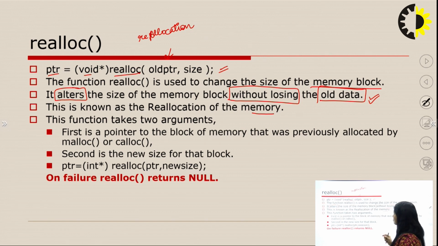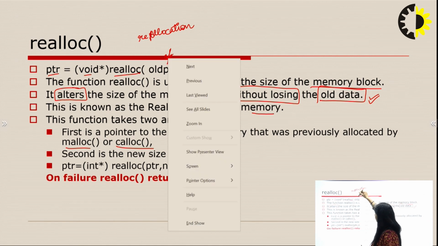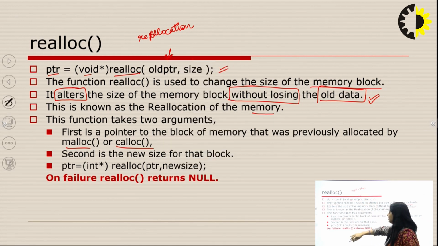This function takes two arguments, like we can see over here. One is old pointer, second is size. So first is the pointer to the block of memory that was previously allocated by either MALLOC function or CALLOC function, right? So that's why we are saying old ptr, the old value of a pointer, fine. And what is the second argument? Second is the new size for that block. What was the older value? What is the newer value which it requires, right?